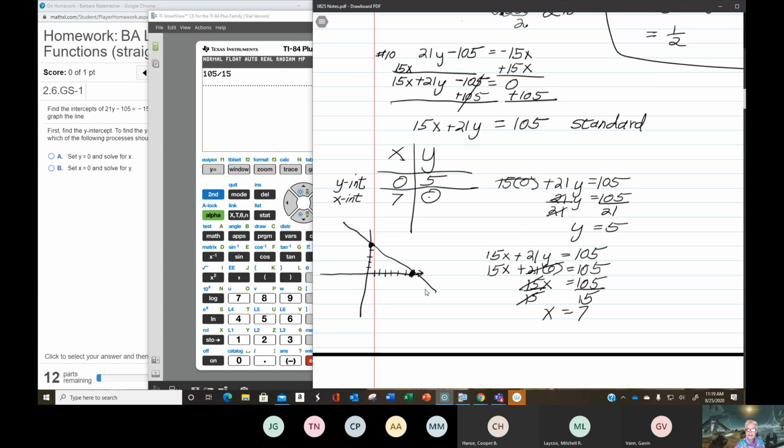Often when you have a line in standard form rather than slope-intercept form, it is very, very easy to find the intercepts. So it's silly really, unless you're supposed to find other points. If you're being asked to graph it, just go right for the intercepts.